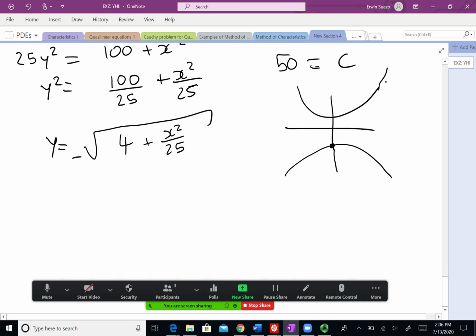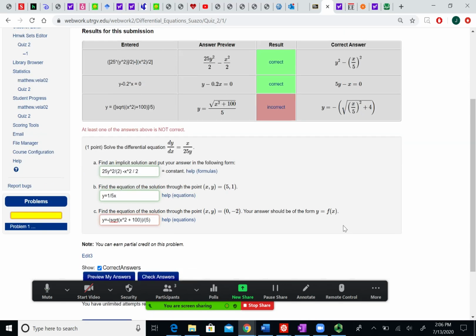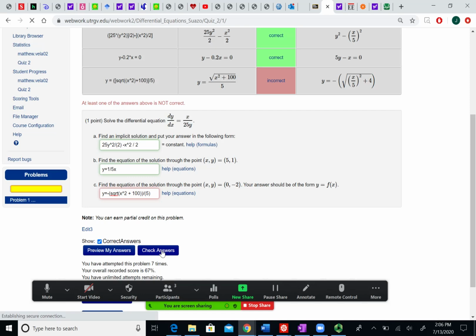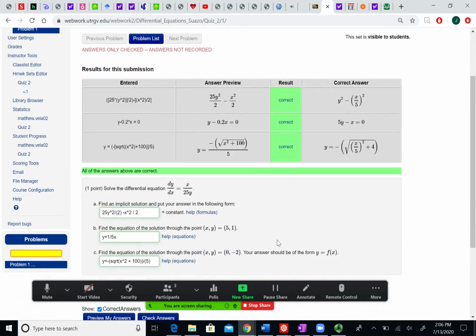So your answer is correct. Almost. You just need to choose the one that has the negative on it. So you go here. I think let's just put minus to see if you got it right. Yeah, you just need to choose the negative one instead of the positive. Okay? Well, let me stop the panopticon.